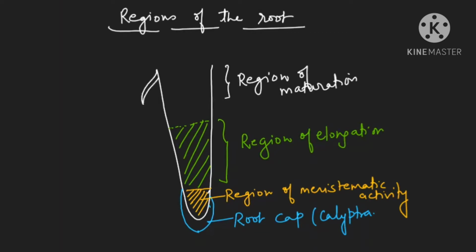A lot of root hairs are formed here because root hairs are only epidermal outgrowth. The root hairs are always epidermal outgrowth. But root branches are not epidermal, they are endogenous. So these are root hairs which are coming from the meristematic areas.